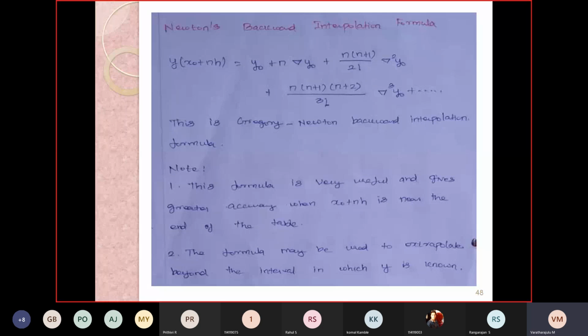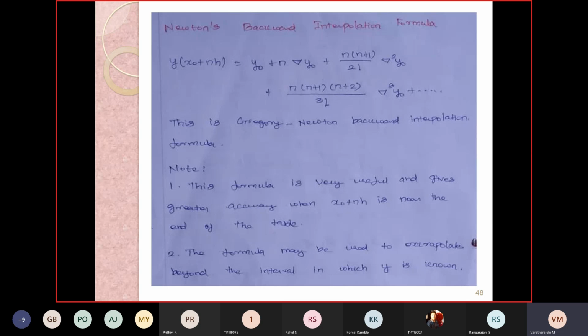This is Newton's backward interpolation formula. We have seen the derivation of Newton's forward interpolation formula. The derivation is similar for Newton's backward interpolation, and the difference between forward and backward is that we have a positive sign over the entire formula. That is the difference, and it is usually called Gregory Newton's backward interpolation.